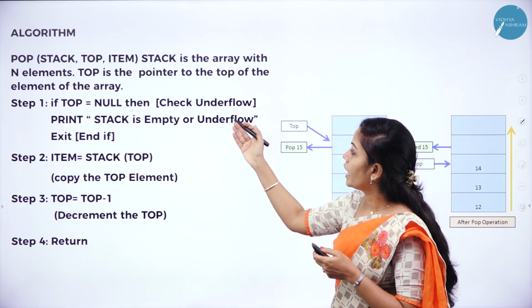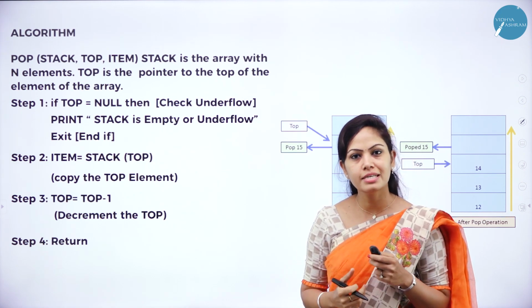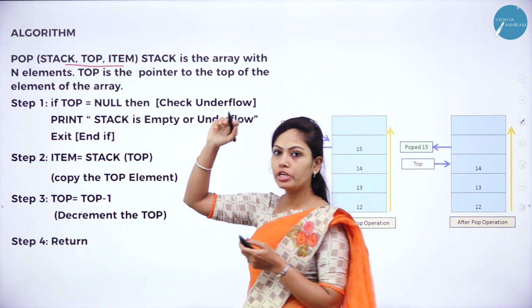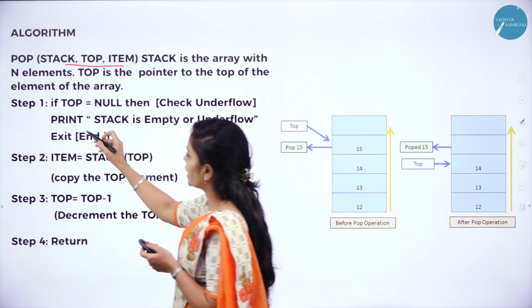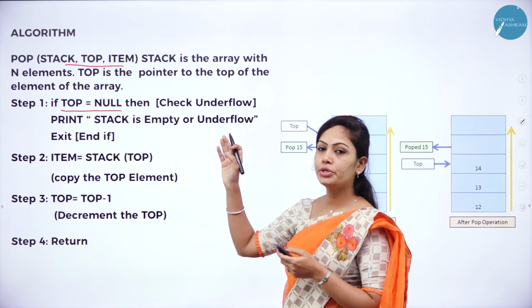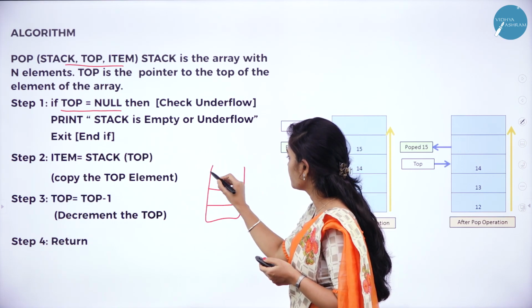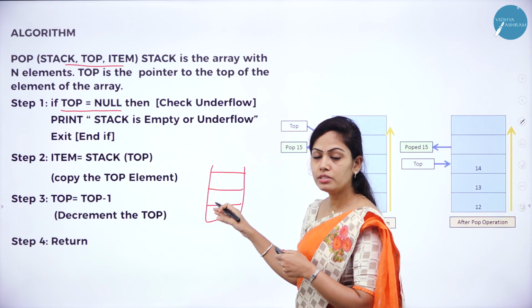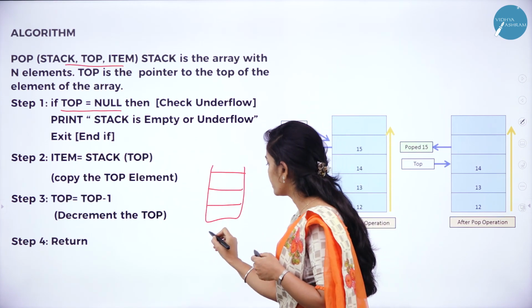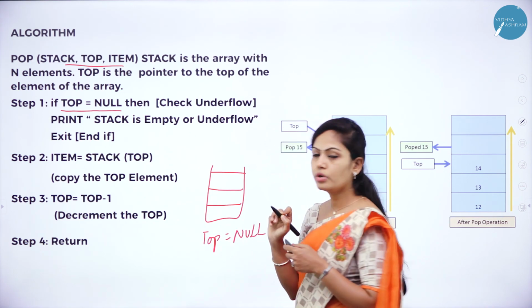Next we have the algorithm for the pop operation. Pop means removing an element from the stack. The inputs are stack, top and the item which we are going to remove. First you need to check if top is equal to null. What do you mean by top is equal to null? You have one stack, and there is no element to remove.